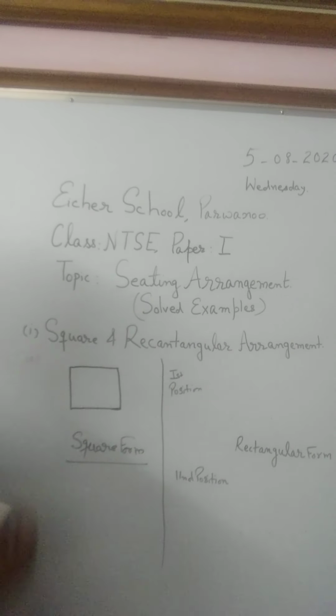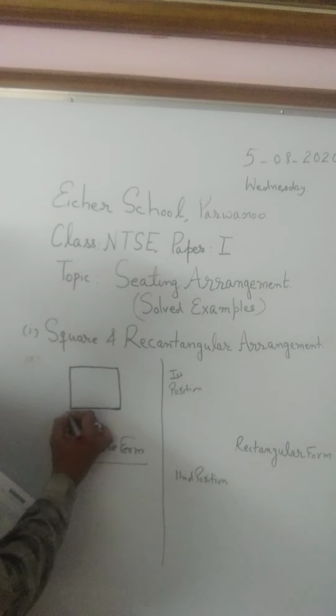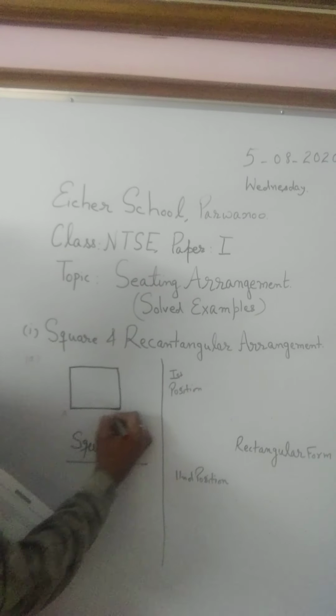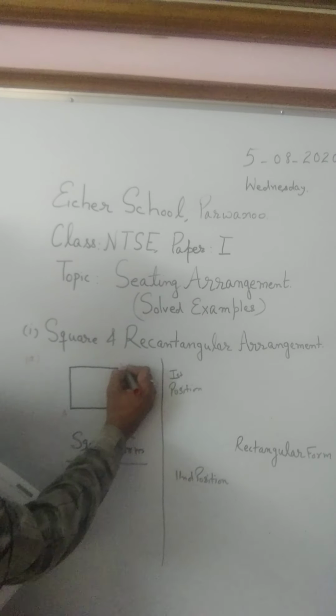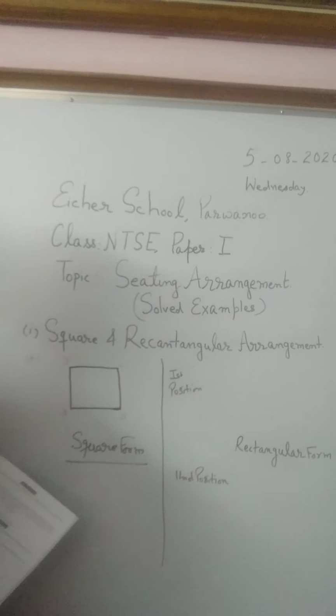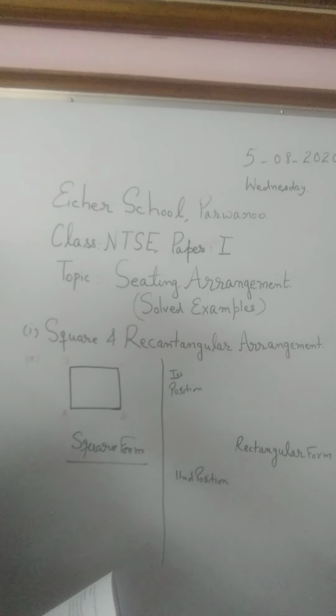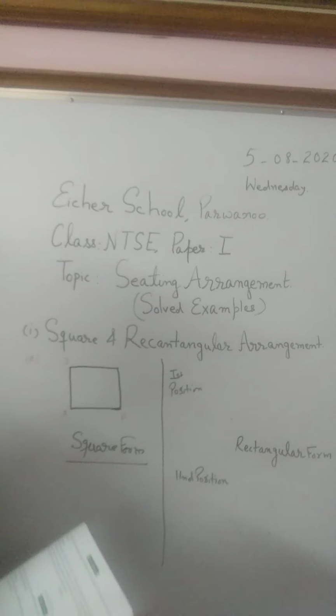Now listen to the example. Shiva, Satish, Amar and Praveen are playing cards and they are sitting at a square table. I mark it with A, B, C, D as usual. All its sides are equal, so it is a square one. And the four students, Shiva, Satish, Amar and Praveen, are sitting. This is given to us.